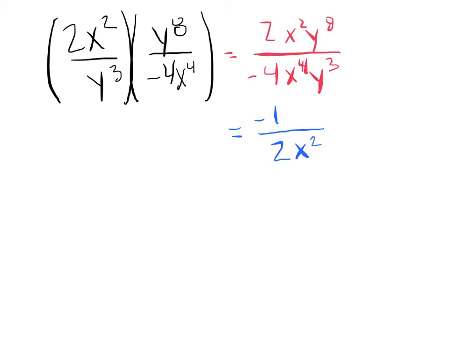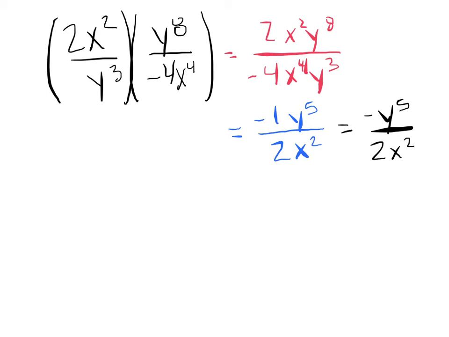Do the same thing with your y's. y to the 8th on the top and y cubed on the bottom. There are more y's on top. How many more? There are 5. So our final answer is negative 1y to the 5th over 2x squared. You don't have to write that negative 1 if you don't want. You could say your final solution was negative y to the 5th over 2x squared.